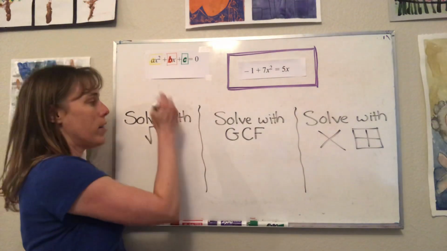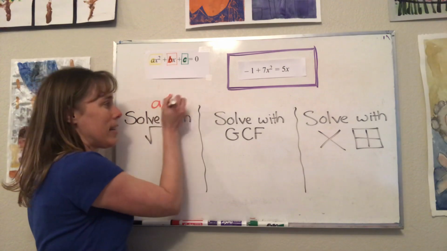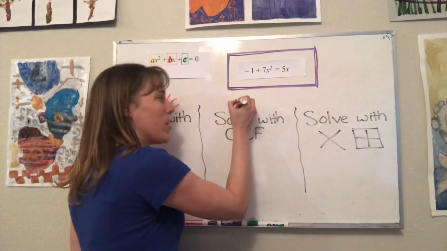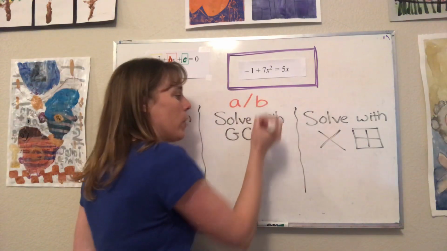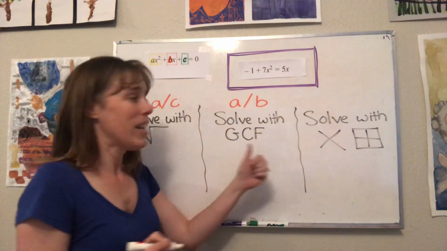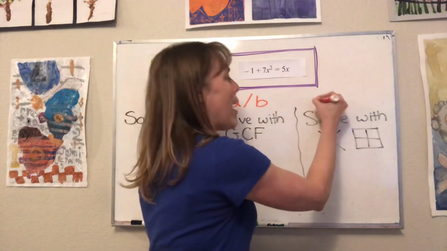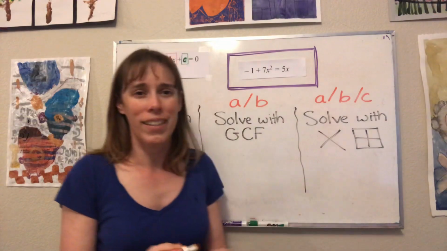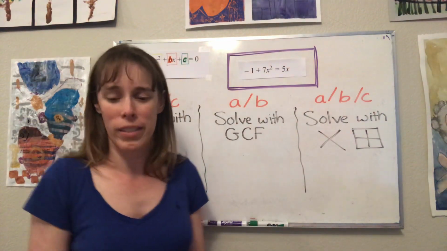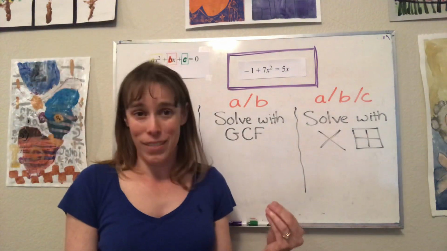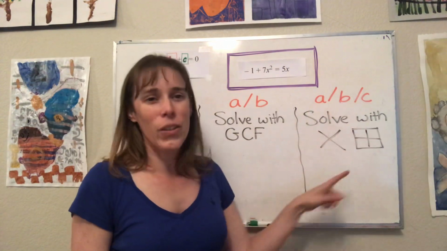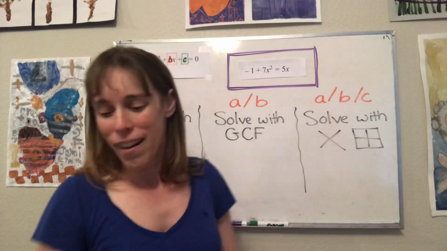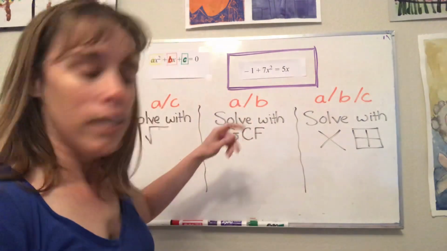Now, if you find out that you have a's and c's, you're going to solve with square roots. If you find out that you have a's and b's, you're going to solve with greatest common factor. And if you find out that you have a's and b's and c's, then you're going to solve by just regular old factoring trinomials. And if that doesn't work, if this breaks down, you're going to solve with quadratic formula because it works every single time. All right, so here we go.